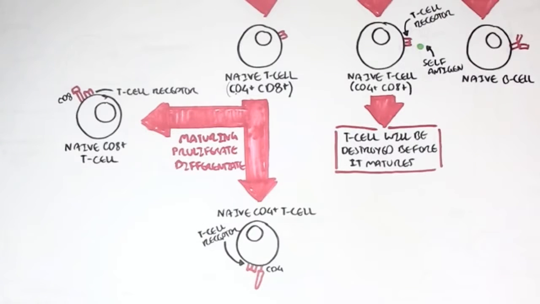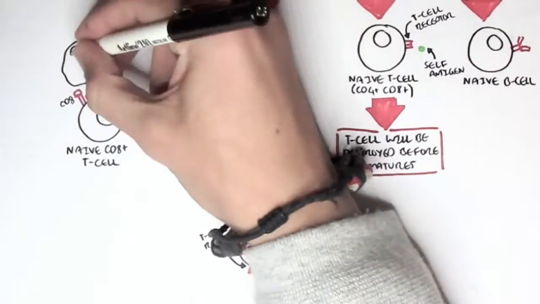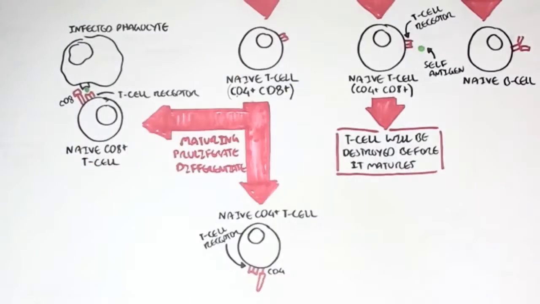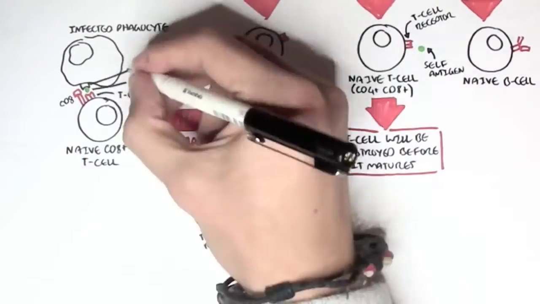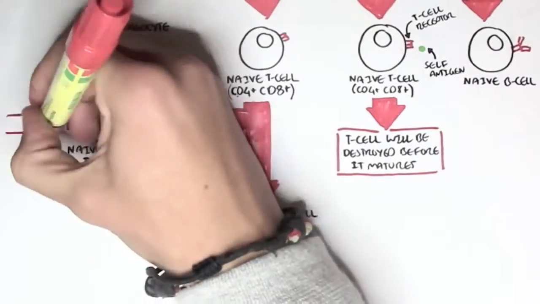So let us follow first what happens with the naive CD8 T cell. The naive CD8 T cell will become activated when an infected antigen presenting cell, such as a phagocyte, presents an antigen on an MHC class 1. So the phagocyte will present a foreign antigen to the naive CD8 T cell via the MHC class 1, which stands for Major Histocompatibility Complex class 1.